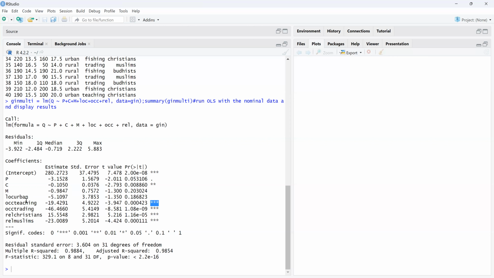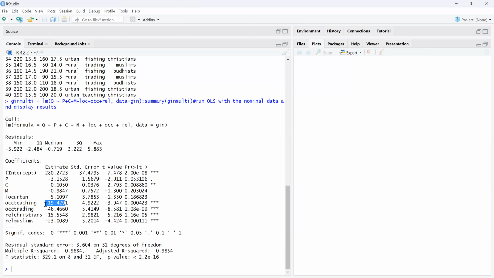Well, again, you start with on average, given the price and complement price of gin, income of the people, location of the shop, and religion of the people, quantity demanded is predicted or expected to be 19.43 units less if the people are teachers than traders. Why did I use than traders? Sorry, if the people are teachers than fishers.